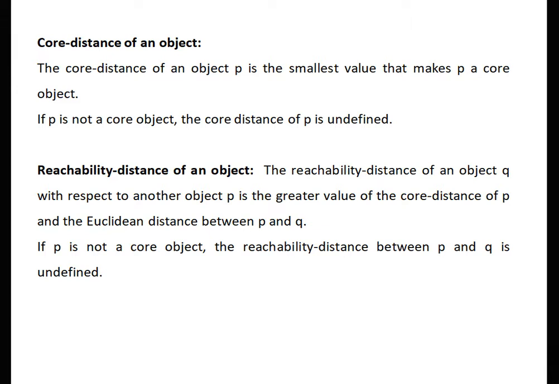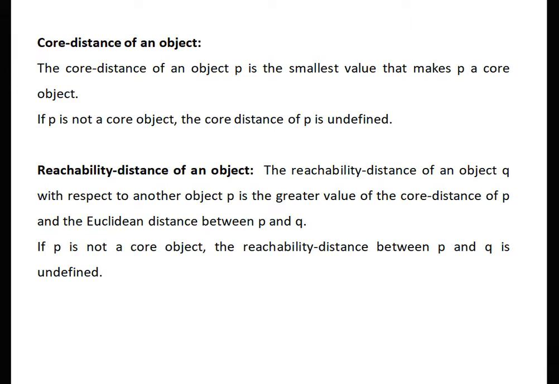Reachability distance of an object: the reachability distance of an object Q with respect to another object P is the greater value of the core distance of P and the Euclidean distance between P and Q. If P is not a core object, then the reachability distance between P and Q is undefined. With the help of an example, these distances, that is core distance and reachability distance, are very easy.